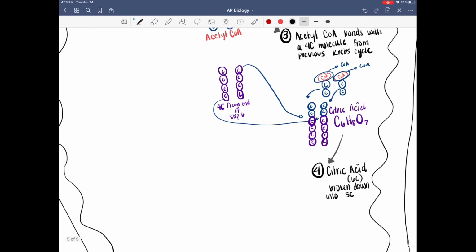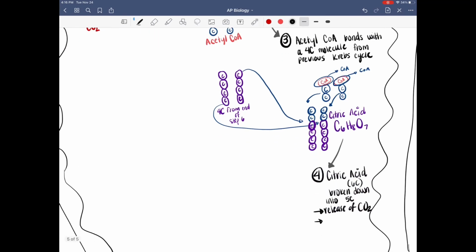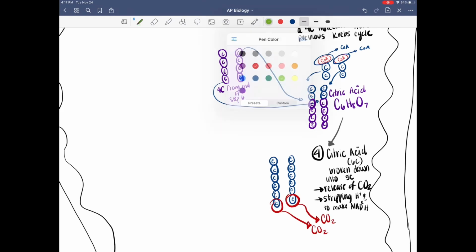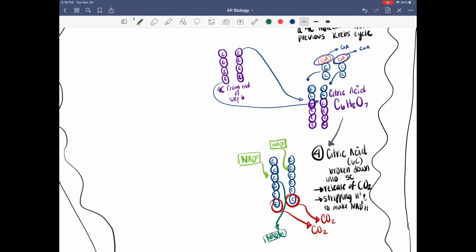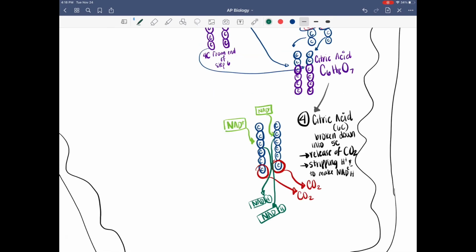Now, step 4, we're going to take that 6 carbon citric acid, break it down into a 5 carbon molecule. And in doing that, we're going to do something similar to what we did in step 1. We're going to release some carbon dioxide. We're going to strip some hydrogen and electrons and make NADH. So take one of our carbons off from the end, make CO2, take some NAD pluses, go in, strip away a hydrogen, some electrons, create some NADH.